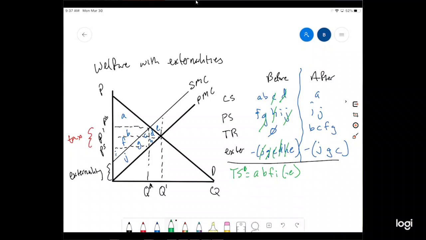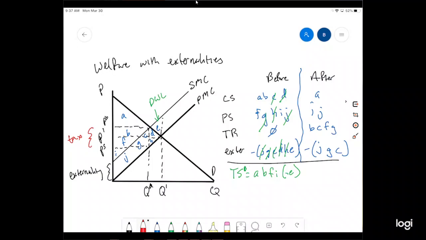So that's that triangle in the graph to the left. Everything below the demand curve up to the social marginal cost curve, and we subtract off the externalities, so that's not in our surplus, and we have some deadweight loss. So deadweight loss before the tax is going to be this triangle here. So E is our deadweight loss before the tax.